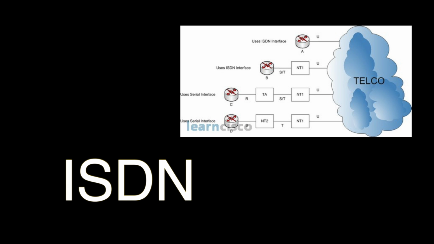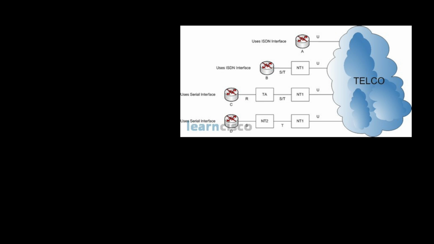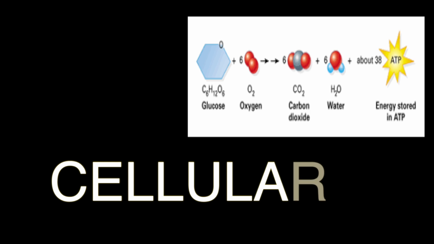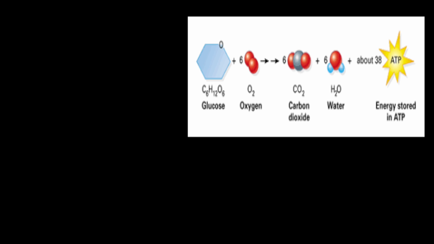Integrated Services Digital Network is a set of communication standards for simultaneous digital transmission of voice, video, data, and other network services over the digitalized circuits of the public switched telephone network. A cellular network or mobile network is a communication network where the link to and from end nodes is wireless. The network is distributed over areas called cells, each served by at least one fixed-location transceiver.